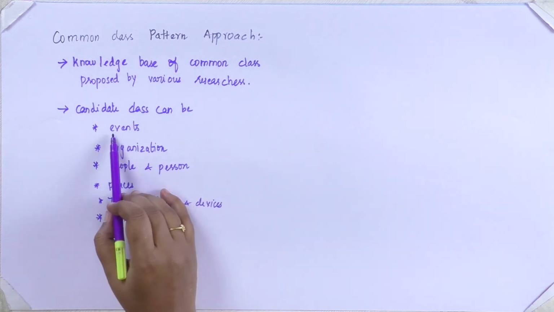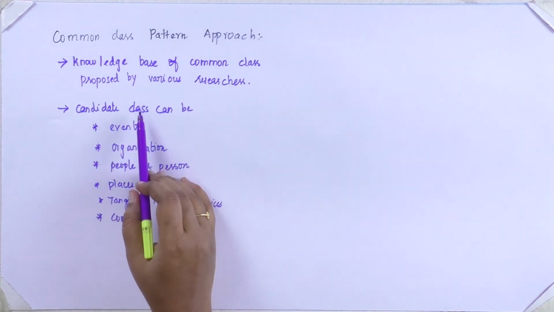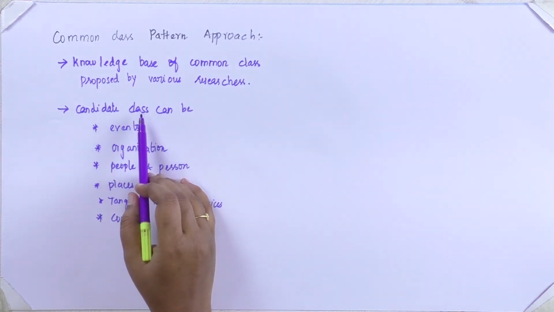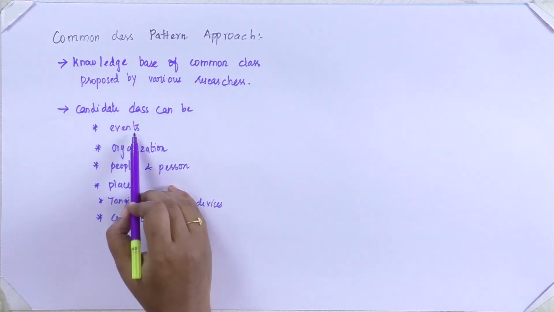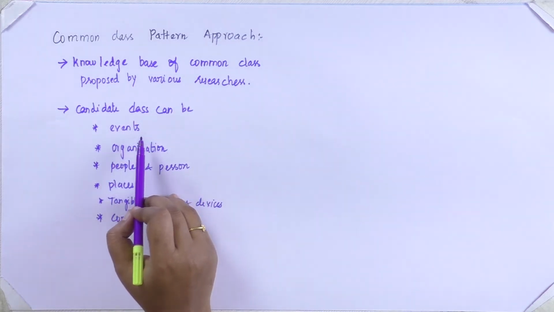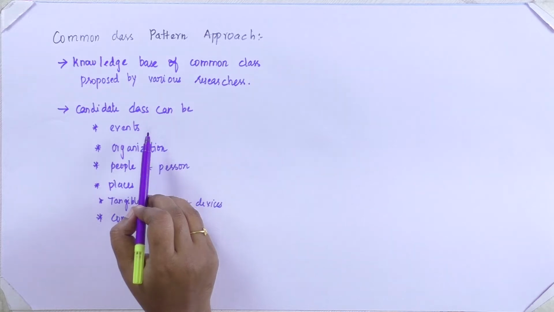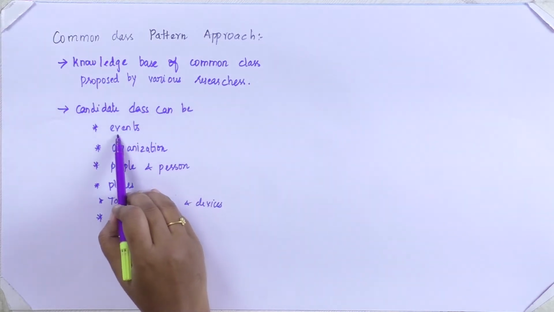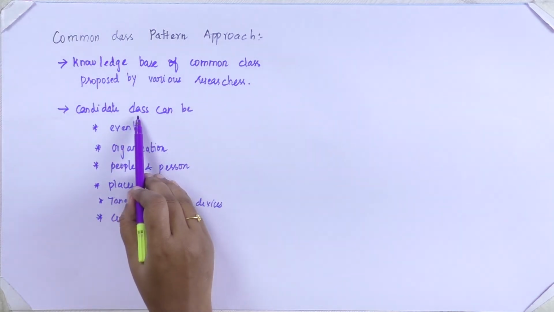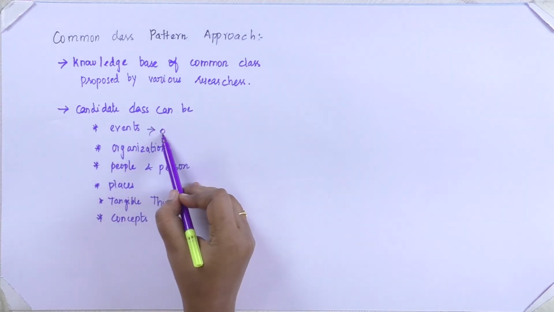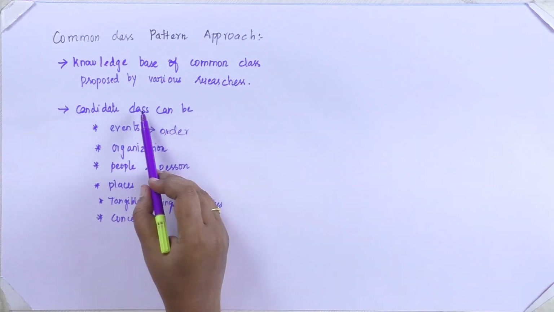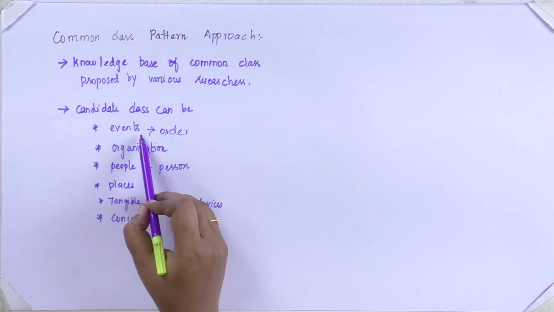First, let us see how an event can come under a candidate class. Events are points in time that must be recorded and remembered. So these events can sometimes come under candidate classes. For example, you can say order, which is an event that must be remembered. So order is an example of a candidate class that comes as a result of an event.